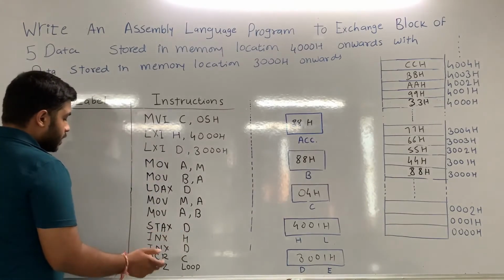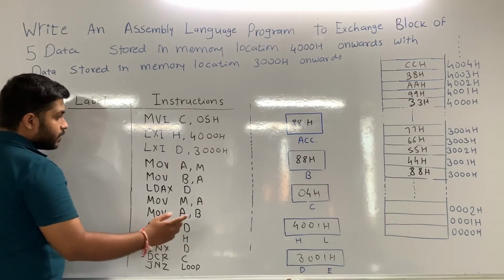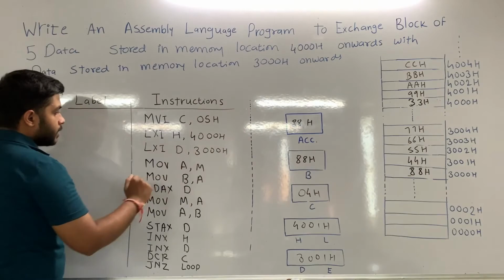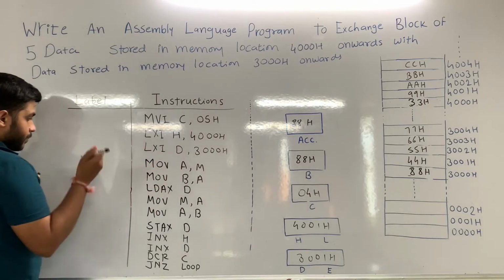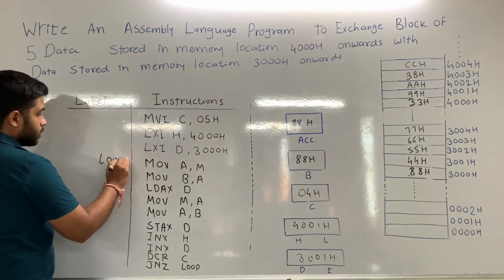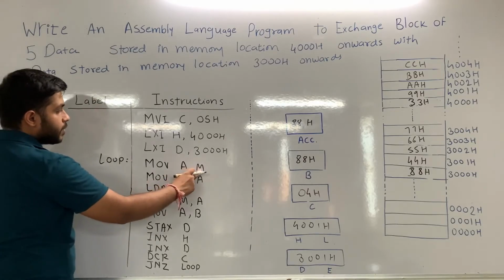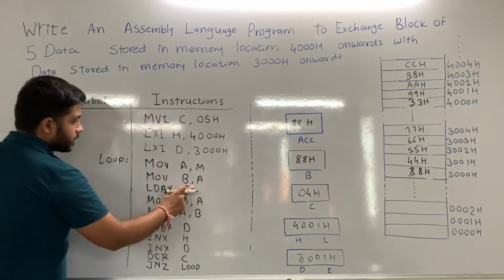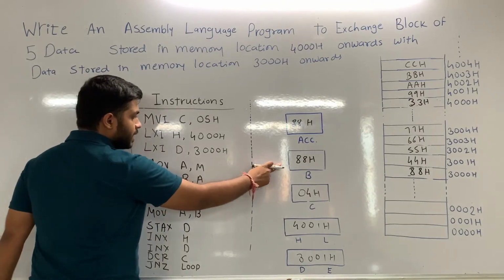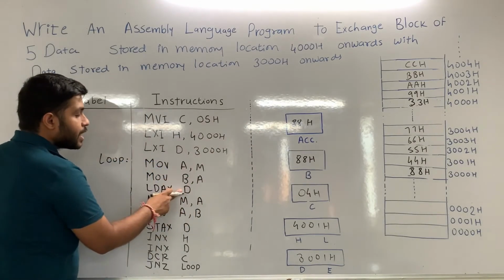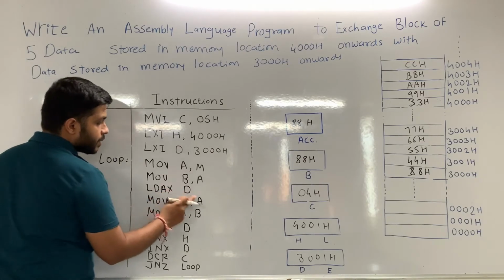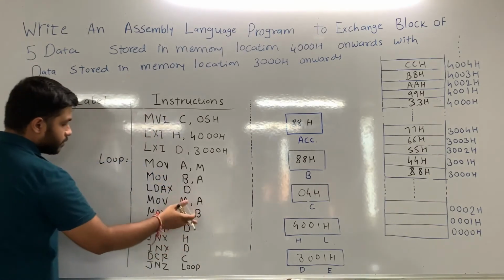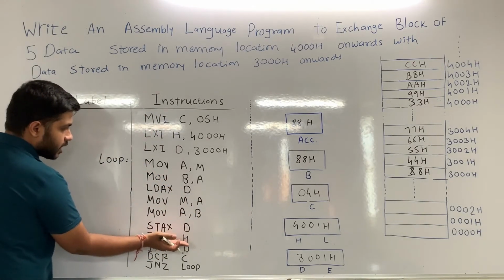So right now, where we have to specify the loop, so again we have to exchange this data, and this whole process should start again from this instruction. So again the data will be moved from the memory to accumulator. Which memory? From the 4001H. Then after we will store to register B temporarily. After that we will load the data from the memory location specified in DE pair. Again we will exchange, and then after we will increment the HL and DE.